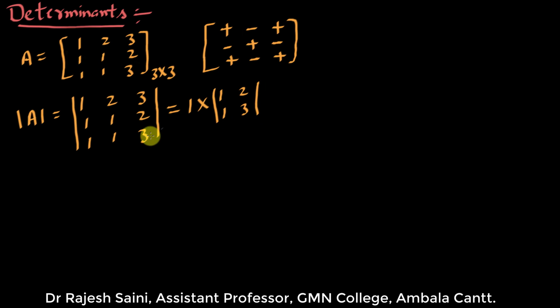Fine. Now for the element 2, its row is this one and its column is this one, so leave these two. What are we left with? 1 2, 1 3. Write the element 2 multiplied, and pick the sign. For this position the sign is minus, and for the first position the sign is plus. Now next, along 3, the sign is plus, with the element as such. Now leave the first row and third column. So which elements are we left with? 1 1, 1 1.